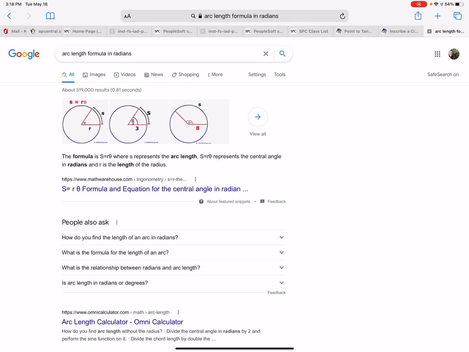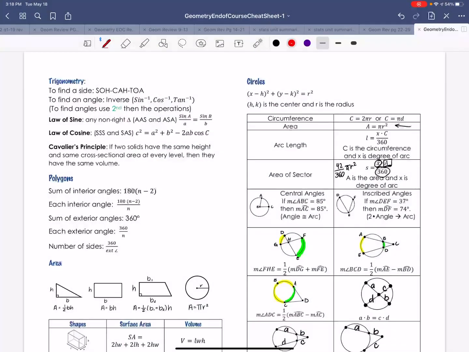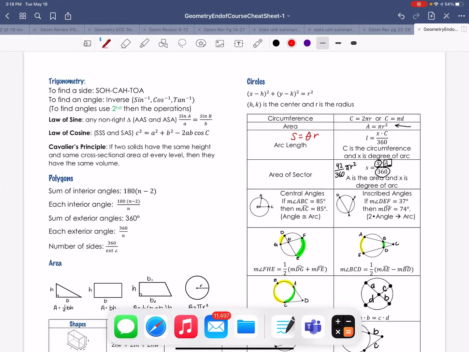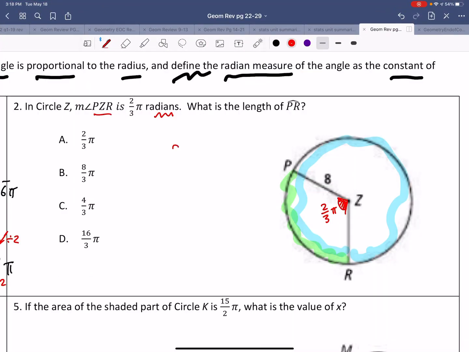So it's S, or the arc length, is equal to R times theta. So it's actually an easier formula than you think. The arc length S is equal to theta times the radius. Okay, so back to our problem. Arc length is the theta times the radius, so the arc length is theta, if this is in radians, and then times the radius, which is 8.